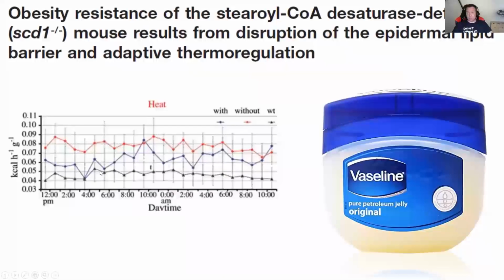Now, to prove that it really was heat dissipation, another group used total SCD1 knockout, which is the same phenomenon of hypermetabolism and messed up skin, and they slathered them with Vaseline. By covering the mice in Vaseline, you can see the red is the knockout without Vaseline, the blue is the knockout with Vaseline, and by coating them in Vaseline and restoring some thermal insulation, they were able to partially normalize them back towards the wild type levels.